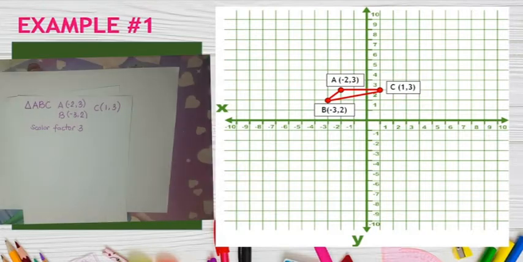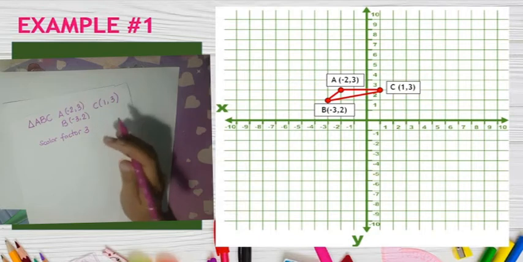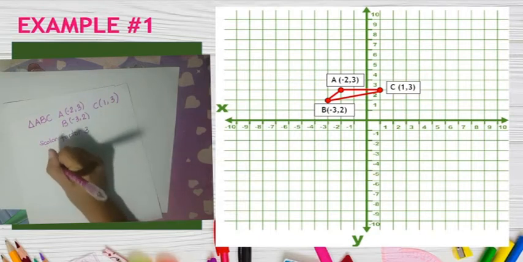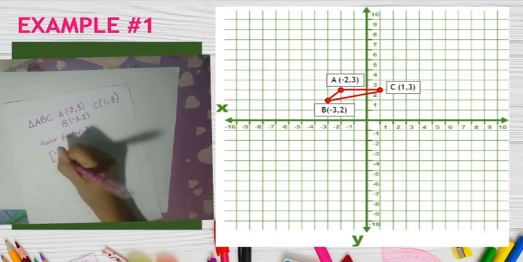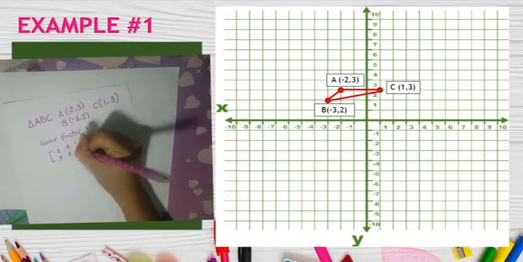Alright, so for our first example in enlargement of dilation, we have here triangle ABC with the coordinates for point A, -2 and 3, point B, -3 and 2, and point C, 1 and 3. For these given points, we have the scale factor 3. The first thing we'll need to do in solving for this dilation is to write the given coordinates in matrix form. So let's have here -2 and 3, -3 and 2, and then 1 and 3.